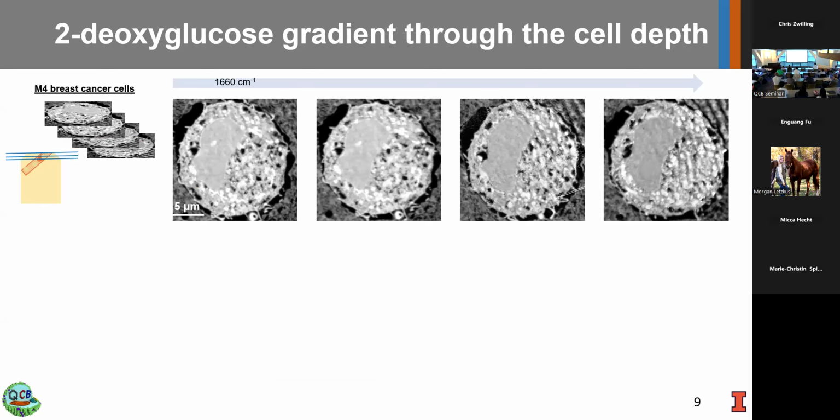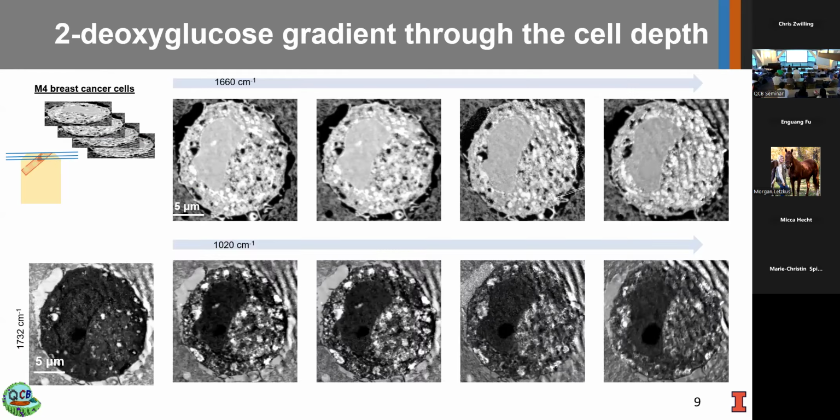And similarly, this is again the protein band for 1660. One interesting thing here would be, if you look at glucose, I'm not sure if this is consistent across all cells, but for this cell specifically, you can see the intensity disappearing away. So for this specific cell, through the depth of the cell, there is a change in the glucose gradient as well, which you can see from comparison to the 1732 band, which is, again, absolutely dark.